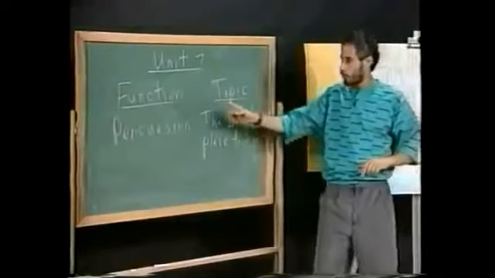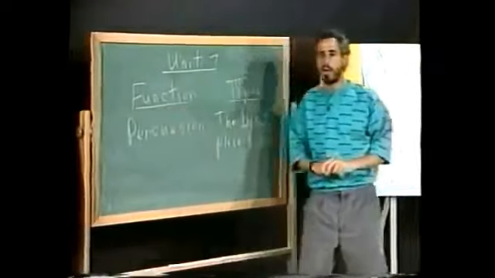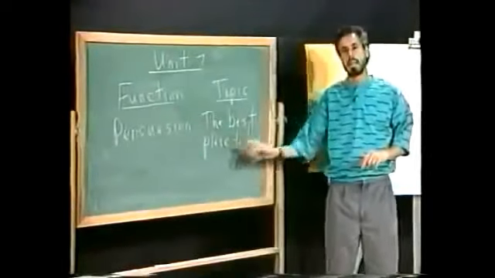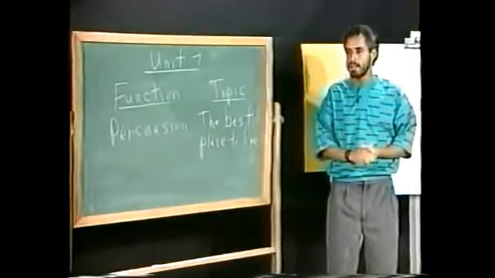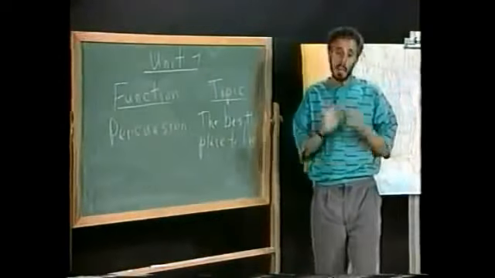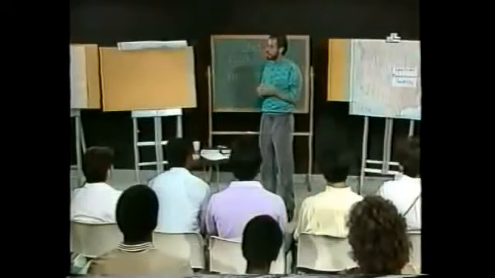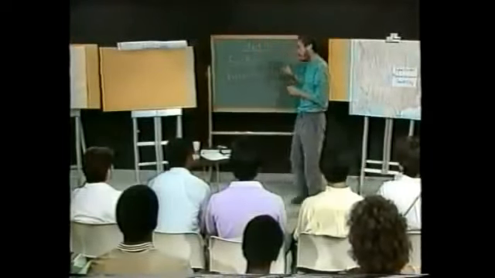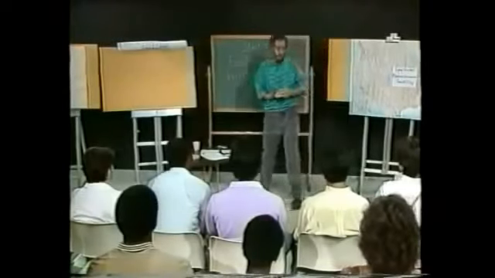And the topic that we'll be using to work on this art or skill of persuasion will be the best place to live. We're going to talk about different kinds of living situations. Okay? Now, it so happens that my family is facing an important decision on this topic, the best place to live. And I'll tell you the reason why.